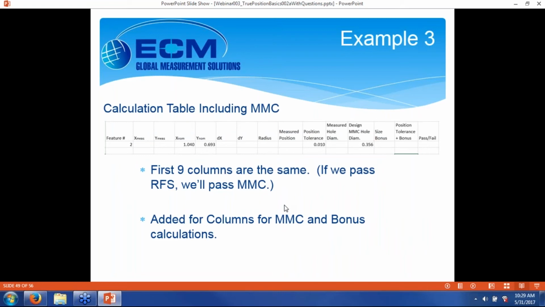Again, we often use Excel tables. If you got software that does it for you, excellent, great. But if you have to come back and deal with the data yourself, Excel's a great way to do it. I've set this up, but the first 9 tables are the same. And something important to remember, if you pass at RFS, you're going to pass at MMC. We add columns, and then we add these extra columns over here for MMC and bonus calculations.